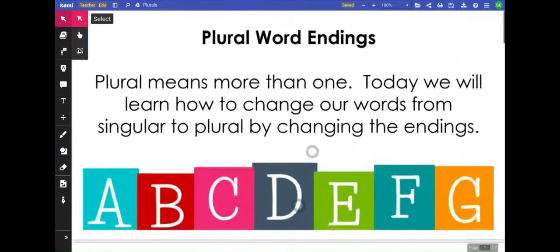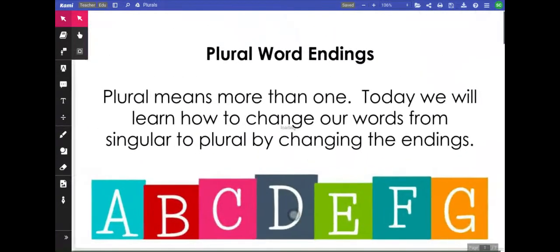Hi, guys. So let's review our spelling rules for this week before our spelling test, just to make sure we're remembering all the rules. So this week, what we're learning is plural word endings. And you guys know that plural means more than one.